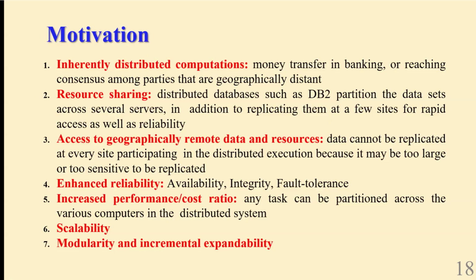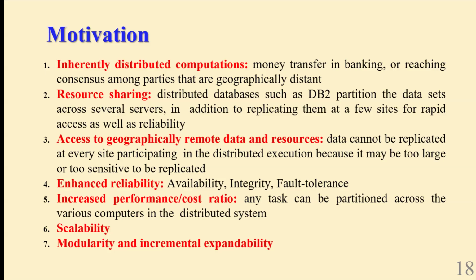Then better performance. Suppose you have to process 10 lakh images and there is only one computer. One computer will take 10 hours to process these 10 lakh images. If you have 10 computers, each processes 1 lakh images. As the number of computers increases, the time decreases, right? The work finishes much faster. This is called parallel processing.